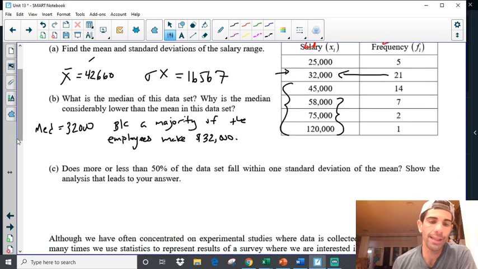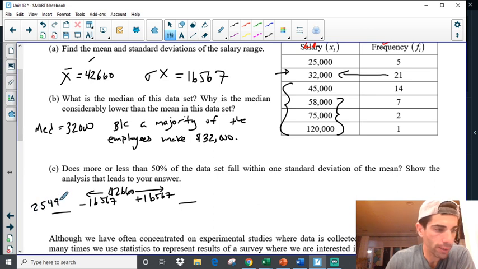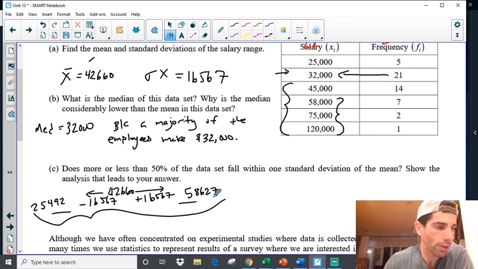Does more or less than 50% of the data set fall within one standard deviation of the mean? So we need to figure out where is one standard deviation from the mean. The mean is 42,660. To be one standard deviation, you're going to add 16,567. You're going to subtract 16,567. And that's going to tell you where the people are, right? So when you did that, here you're going to get 25,492. And here you're going to get 58,627. So this represents one standard deviation from the mean.